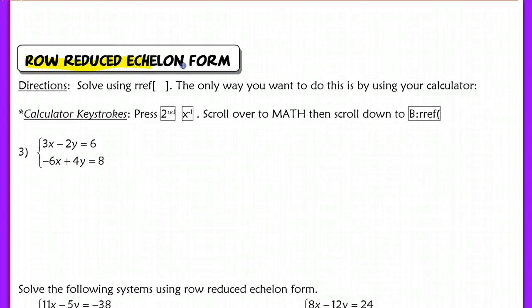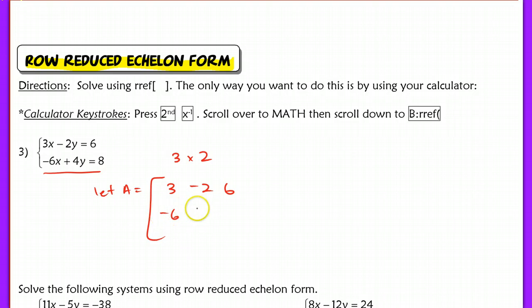Row-reduced echelon form. So instead of entering our matrix as two separate matrices, we actually are going to enter one matrix. So we take this matrix, this is again the same exact problem, and we're going to let A now equal a 3 by 2 matrix, and we're going to put everything in here except for the variables. So we write this as 3, -2, 6, and -6, 4, 8. We go into our calculator and we enter that.